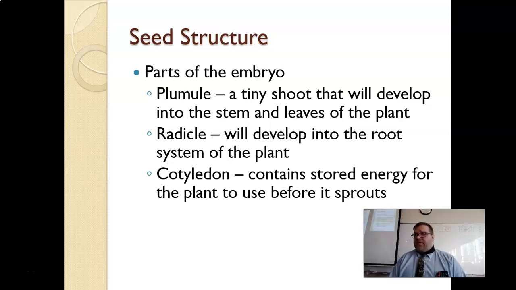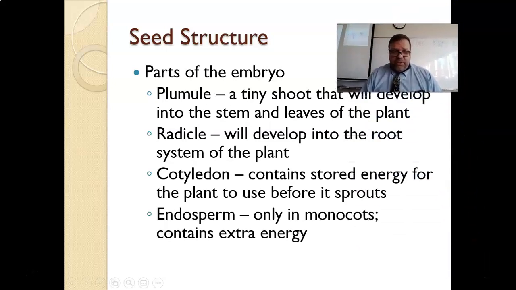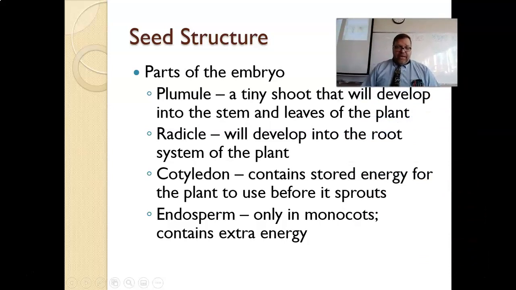Because that growing process, remember when it's growing, it can't get nutrients from the soil. It can't really do a lot yet. It's got to live off of everything that it's got until it can eventually be big enough to take care of and feed itself. Good. And then finally, the endosperm is only in monocots. We have two different kinds. We're going to look at monocots and dicots, and they contain extra energy. The endosperm is extra energy for the seed. We'll look at both those in our lab.